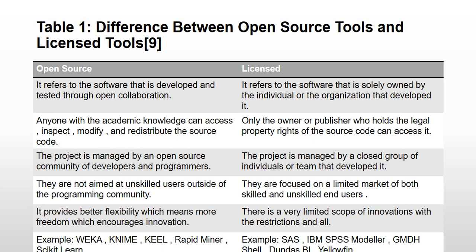Here, open source tools are not aimed at unskilled users outside of the programming community, whereas licensed tools are focused on a limited market of both skilled and unskilled end users. Open source provides better flexibility, which means more freedom, which encourages innovation, whereas licensed has a very limited scope of innovation, with restrictions and all.